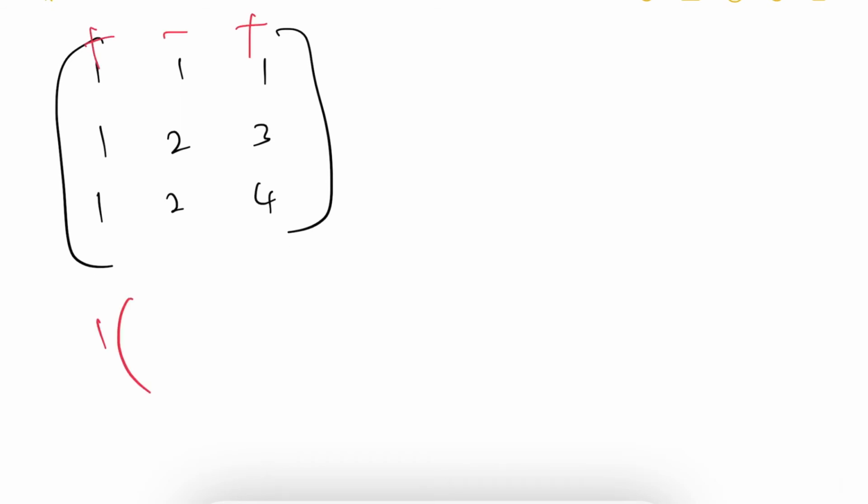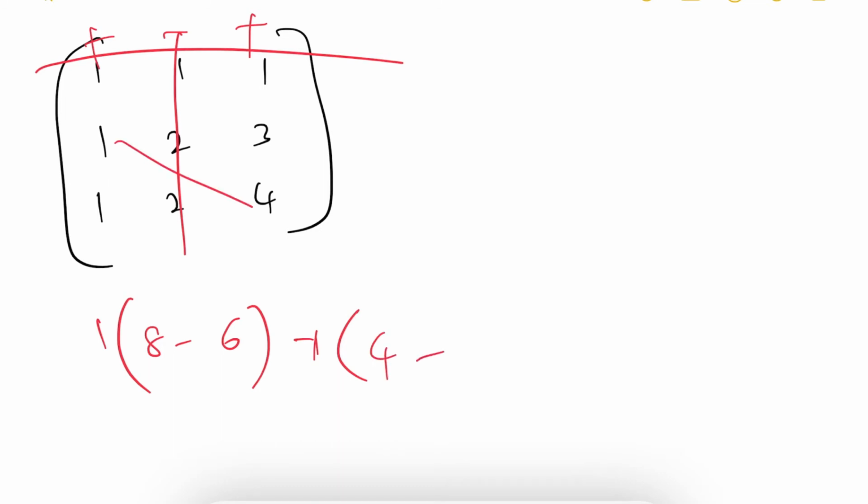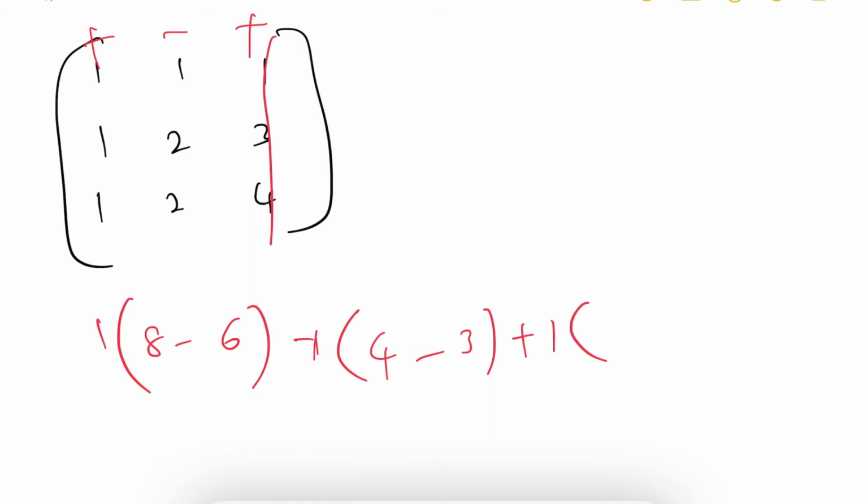So 1 into, if you remove this, 2 4s are 8 minus 2 3s are 6. Next, the second element will be minus 1 into, if you remove that column and row, 1 4 is 4 minus 1 3 is 3. The same way for the last element, plus 1 into, if you remove the column and row, 1 2 is 2 minus 1 2 is 2. Okay, let us simplify this now.